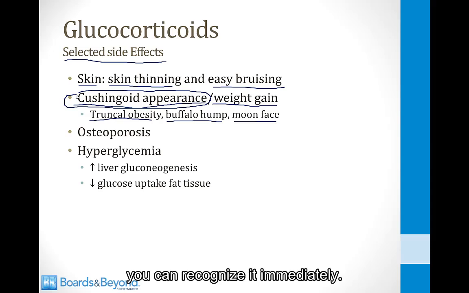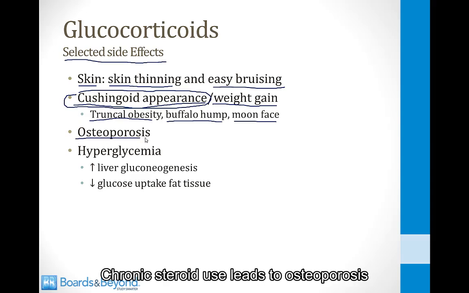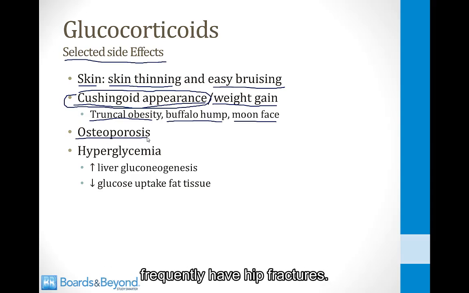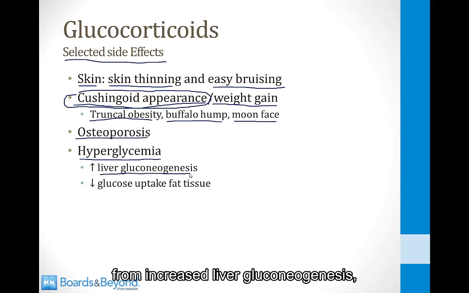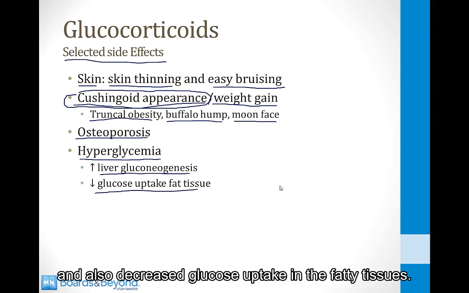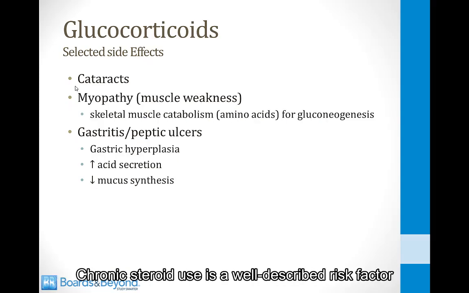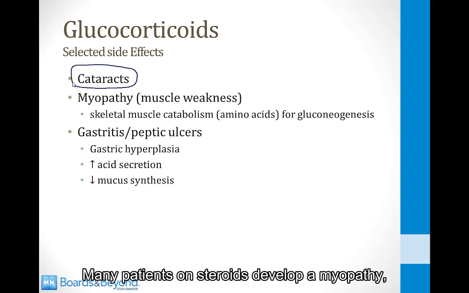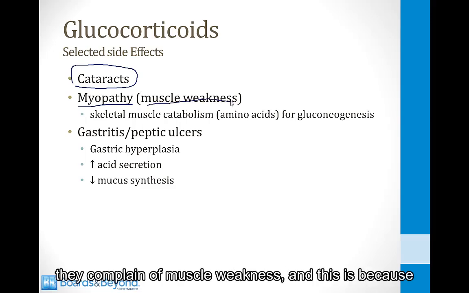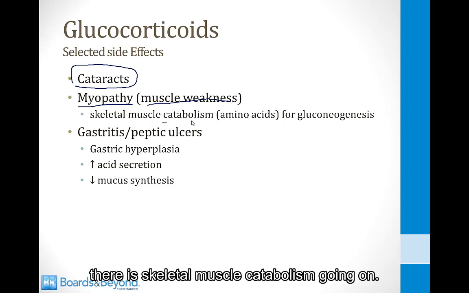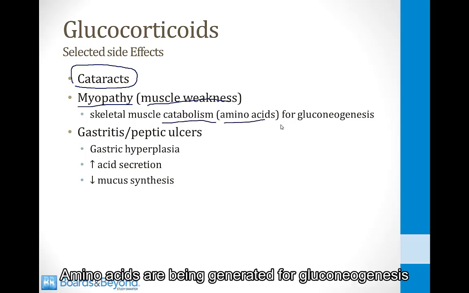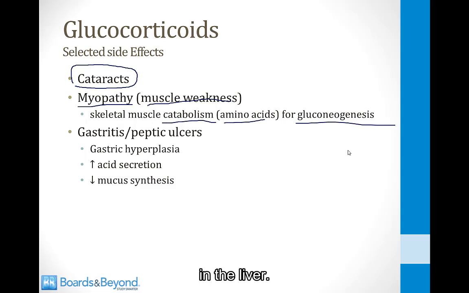Chronic steroid use leads to osteoporosis, and patients on chronic steroids frequently have hip fractures. Their sugar levels can get high. They can get hyperglycemia from increased liver gluconeogenesis and also decreased glucose uptake in the fatty tissues. Chronic steroid use is a well-described risk factor for cataracts in the eyes. Many patients on steroids develop a myopathy. They complain of muscle weakness, and this is because there is skeletal muscle catabolism going on. Amino acids are being generated for gluconeogenesis in the liver.